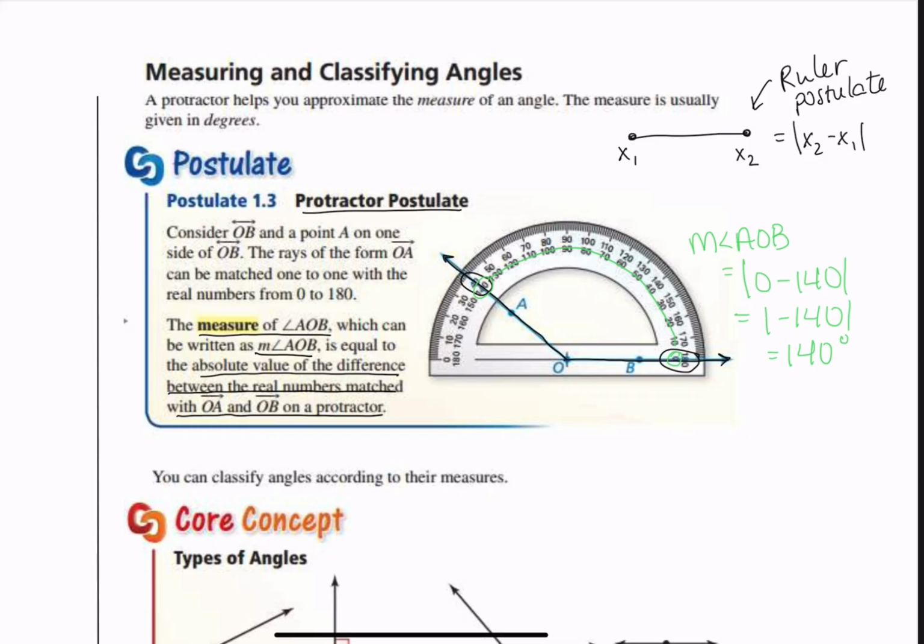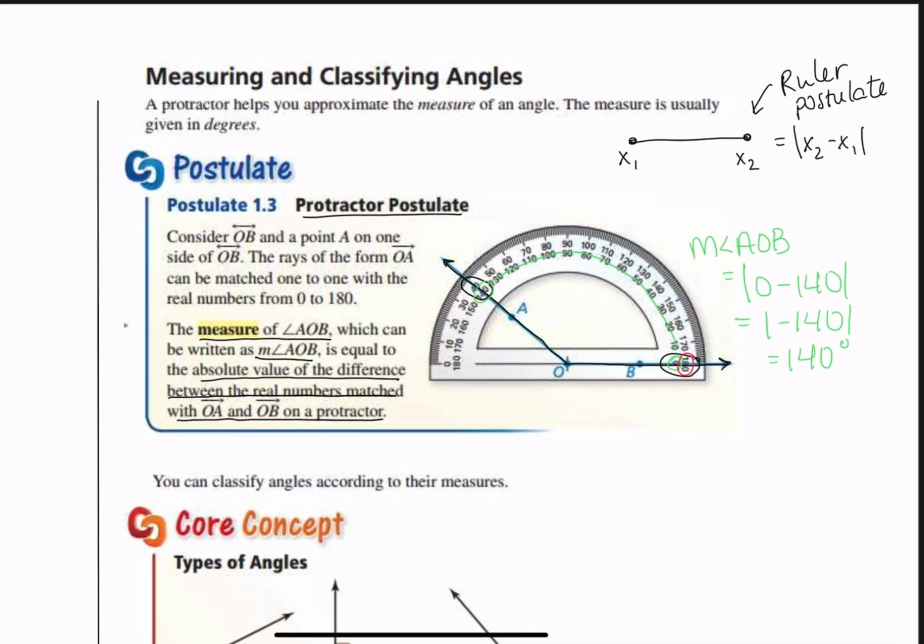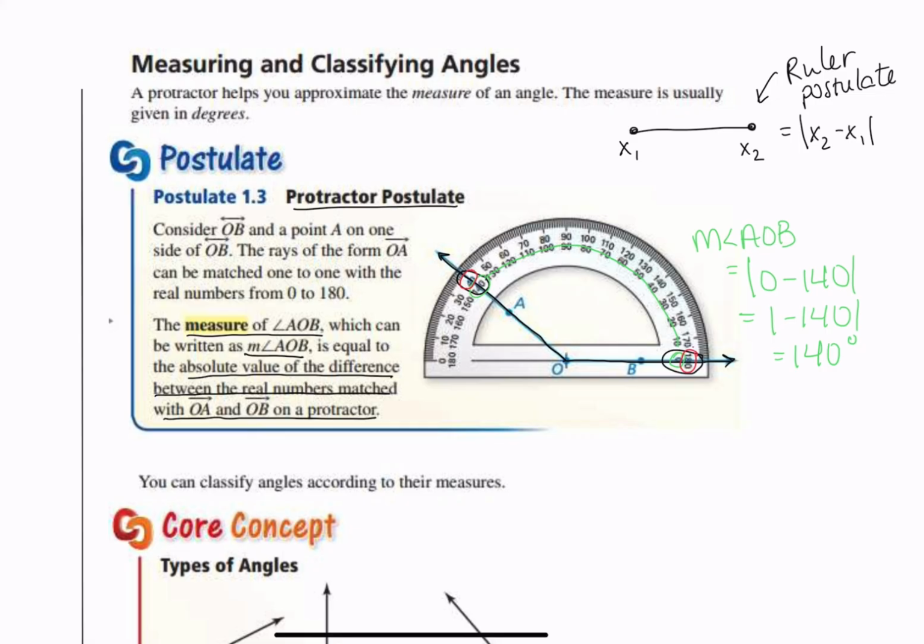So I can use those inside numbers. I could also use those outside numbers. I can see 180 here and then 40 here, and if I follow those numbers around, I can see that those relate to one another. So I could also say that the measure of angle AOB is equal to the absolute value of 180 minus 40, which again will give me the absolute value of 140, which is 140 degrees. Either way works, and I can switch up those numbers as long as I stay either on the outside or on the inside. The order of the numbers does not matter.